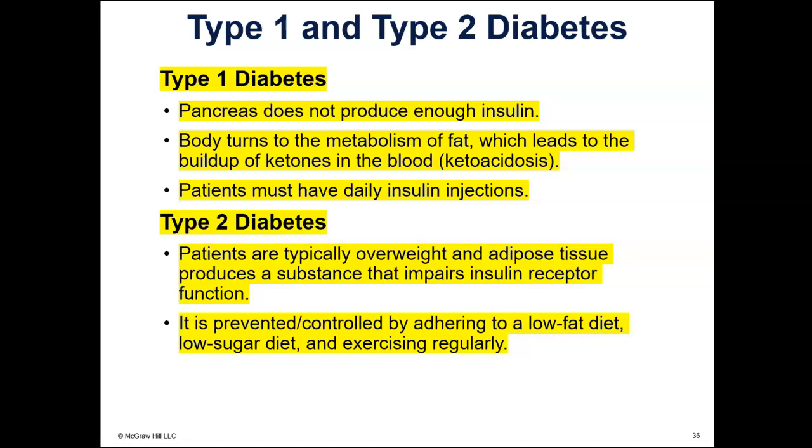She's grown. But anyway, going back to type 2 diabetes, patients are typically overweight, and adipose tissue produces a substance that impairs insulin receptor function. So it makes you what we call insulin resistant. You make the insulin, but the insulin binding to the receptor, that whole process is kind of messed up. So it is prevented and controlled by adhering to a low-fat diet, a low-sugar diet, and exercising regularly.